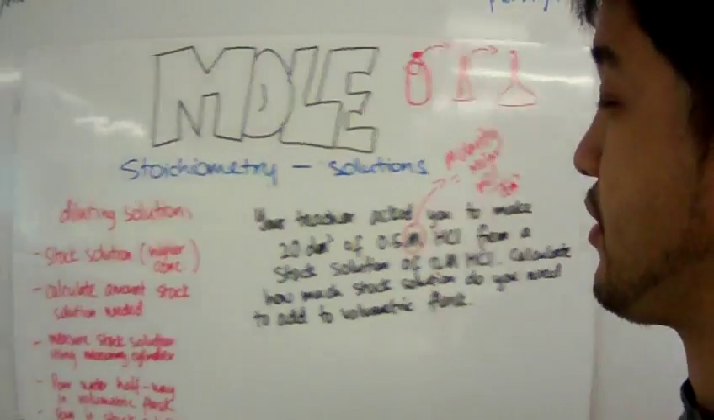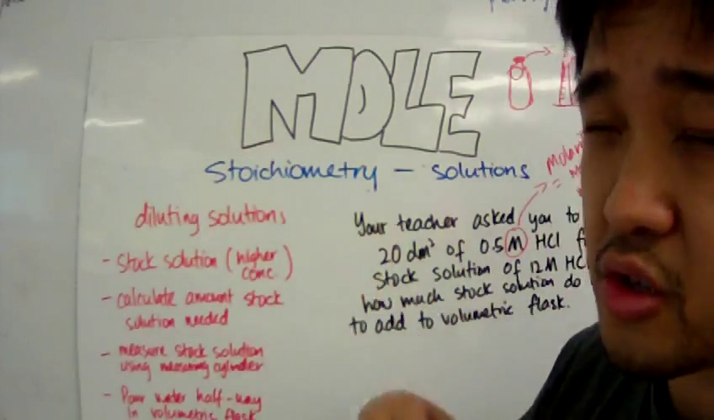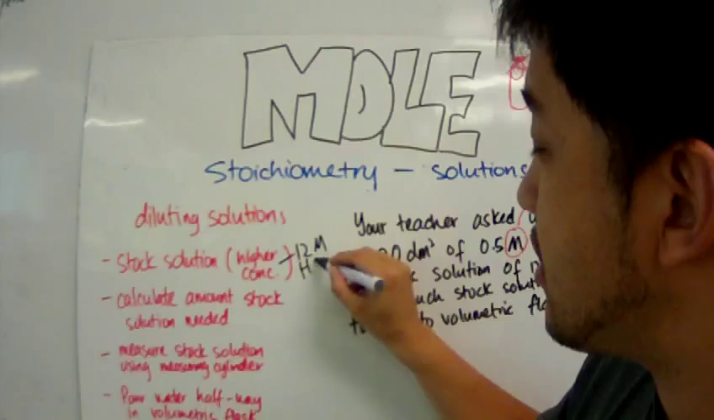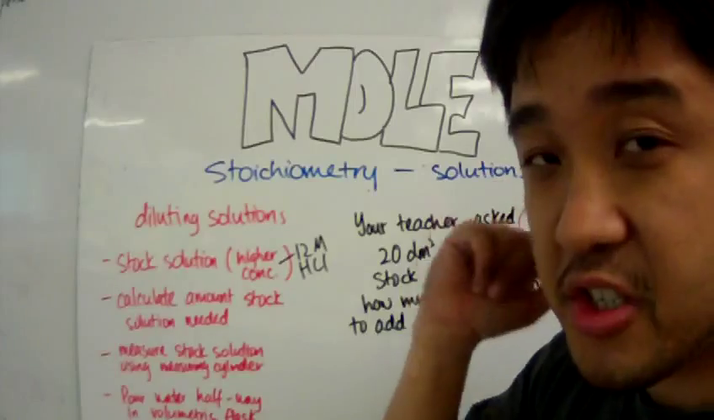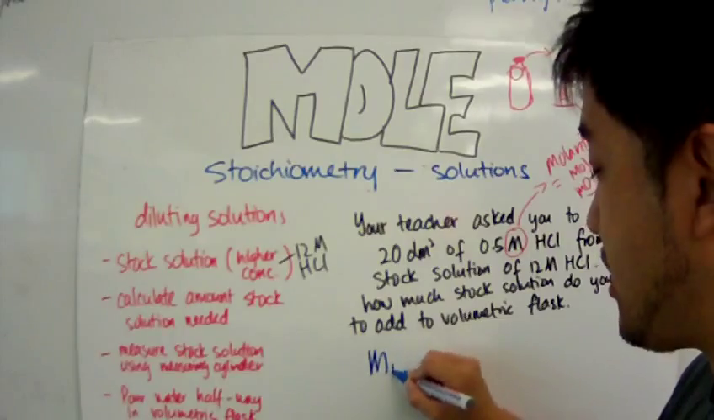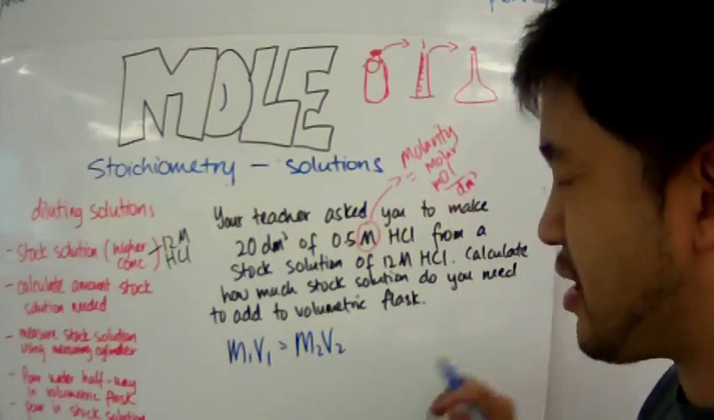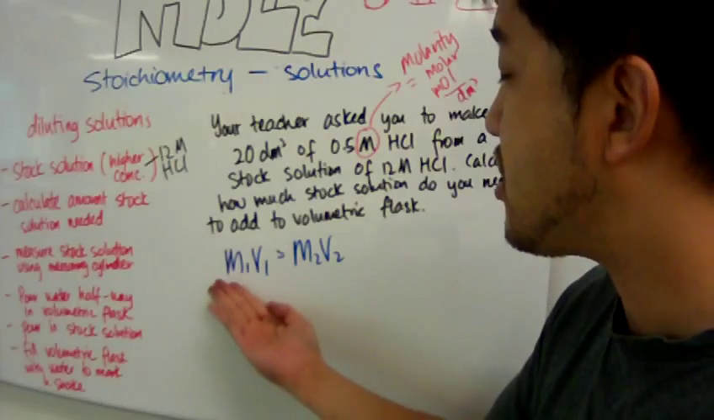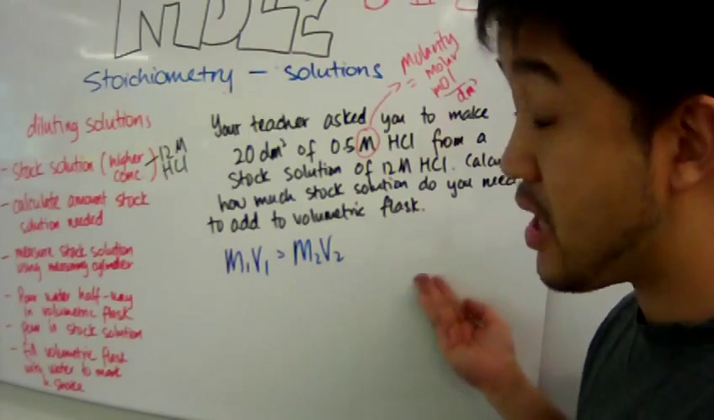So here are the steps. You obtain the stock solution from the lab, which is usually in a high concentration. In our case, it is 12 molar HCl. Now you need to calculate the amount of stock solution to pour into the measuring cylinder. So you will use this formula: M1V1 equals M2V2. This formula is simply a ratio analysis between the concentration and volume of one substance and the concentration and volume of another substance.